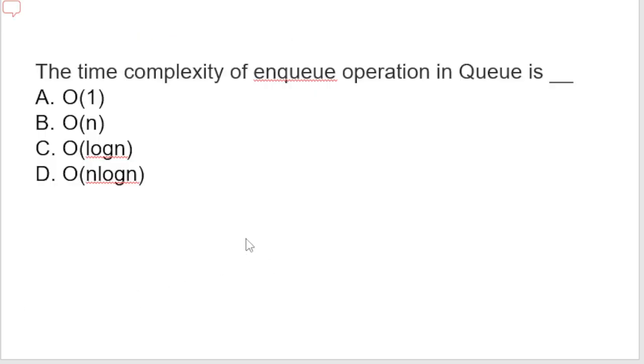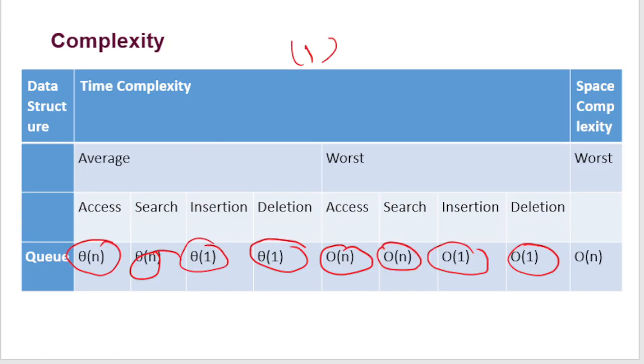Next question, the time complexity of the enqueue operation is: 1, n, n log n, or log n. So the answer is 1. The insertion is performed at the rear end, which is directly accessible. Therefore, it takes a single unit of time to insert an element in a queue. So this is called insertion.